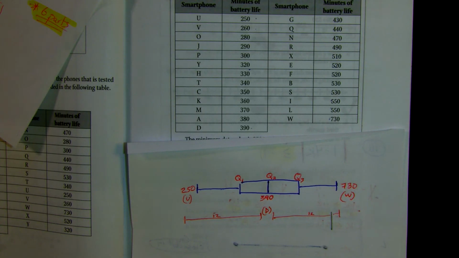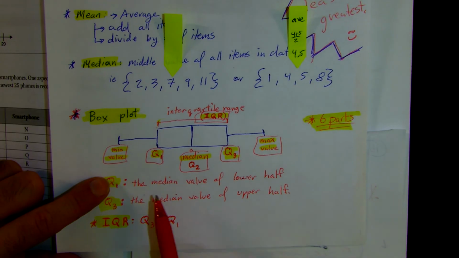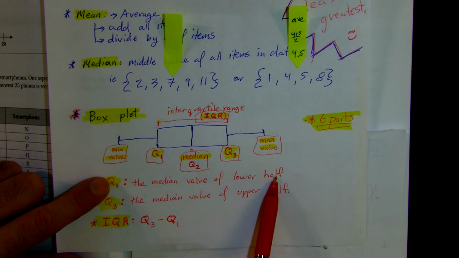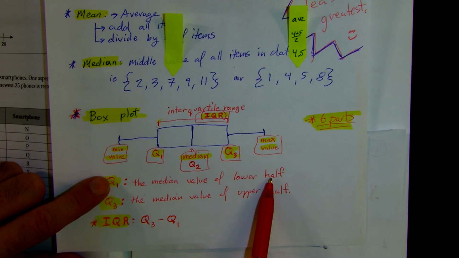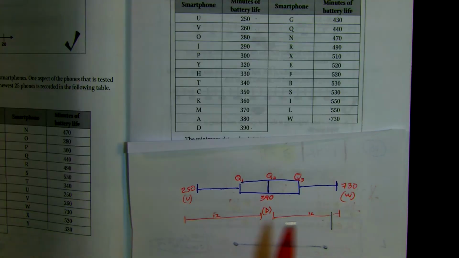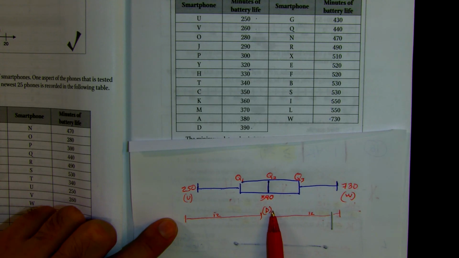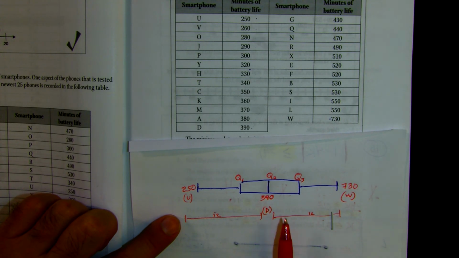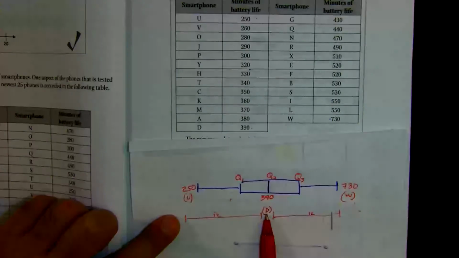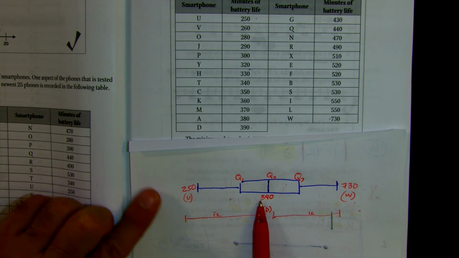Now, we need to figure out what Q1 is. Let me remind you. Q1 is the median value of the lower half. Okay? The median value of the lower half. So if I'm looking here, the one thing I want to be careful with, you don't count the median. You don't count Q2 in your tally of what is included in the lower half.